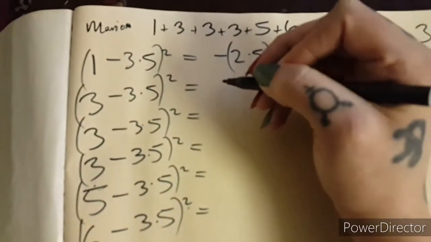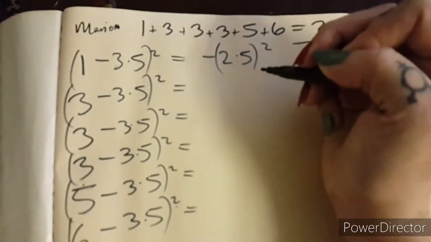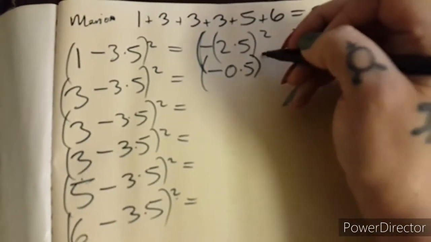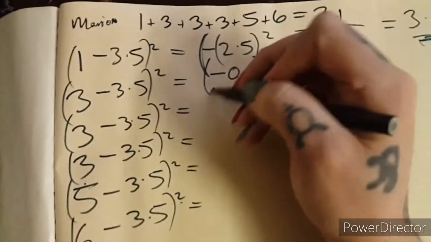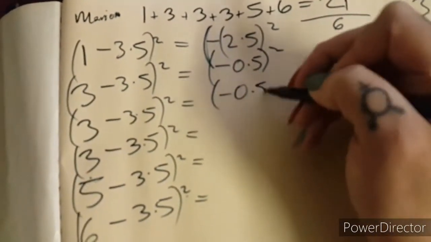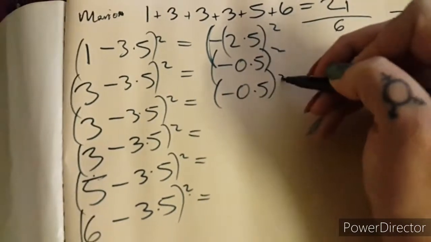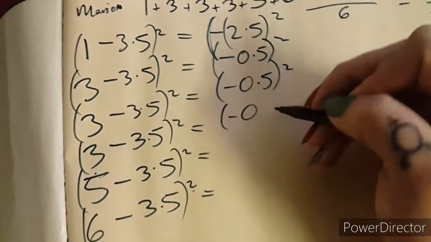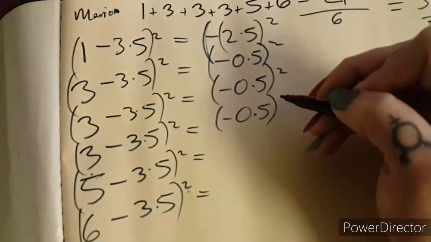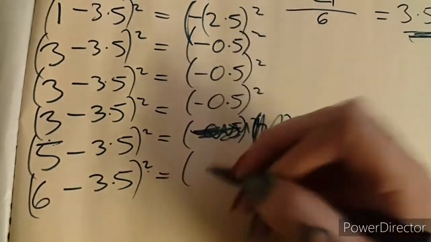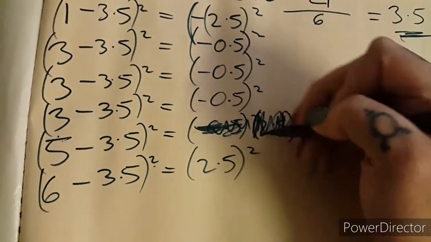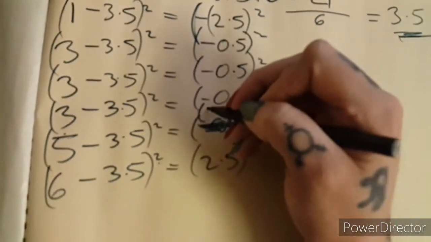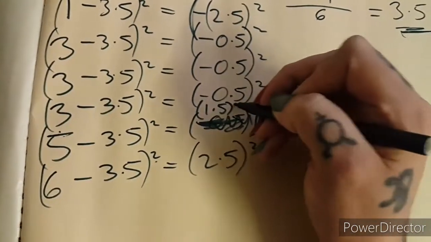Three minus 3.5, that is obviously 0.5 there, so that's negative 0.5. Same thing for these results because they are in fact the same number. Just love doing this number file bit. That one is 2.5. And that one is 1.5.